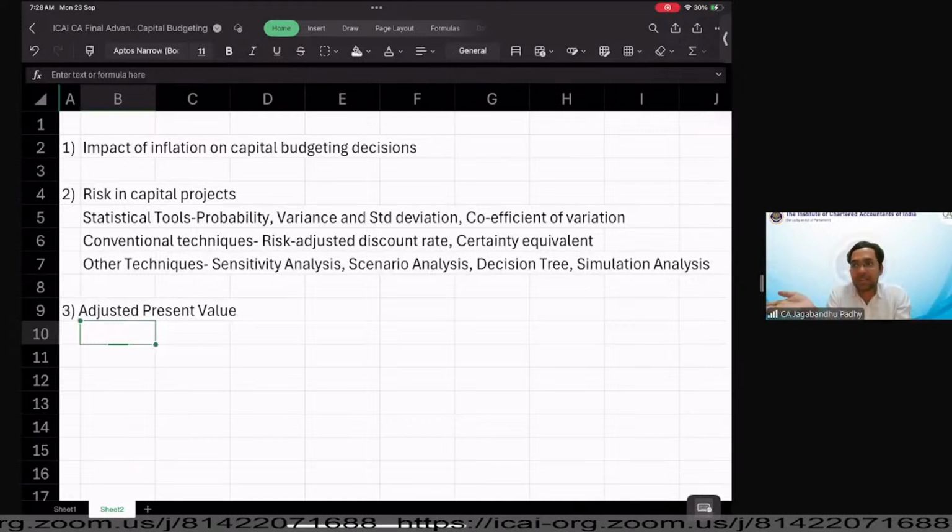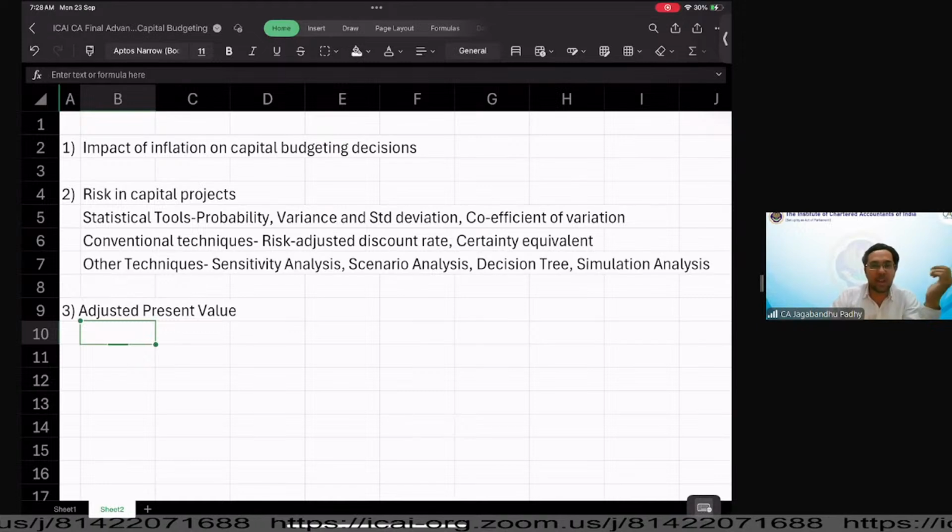Earlier we were having BS6. Now the government is, let's say, looking for BS7 or 8. Then how is it going to really impact my capital project? That is something that we are going to look at.